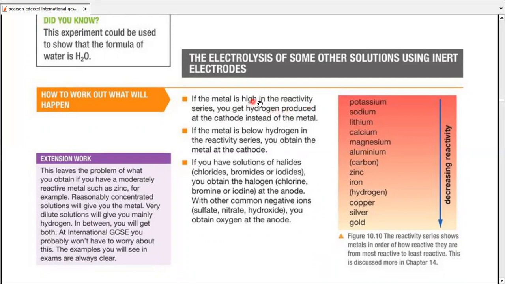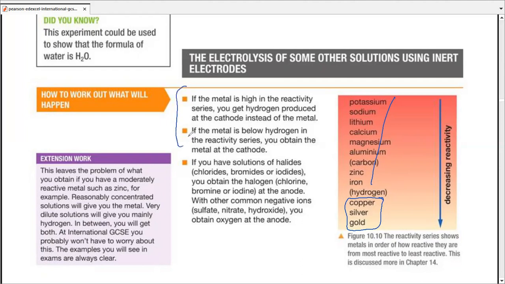So if a metal is high in the reactivity series, higher than hydrogen, then you get hydrogen instead of the metal. If the metal is below hydrogen, you obtain the metal at the cathode, and you'll find only 3 of these below hydrogen. So you can actually memorize these 3 names. Any other name you come up with, or they give you as a part of an exam question, you know that's more reactive than hydrogen, so you're definitely going to form hydrogen at the cathode. All right.